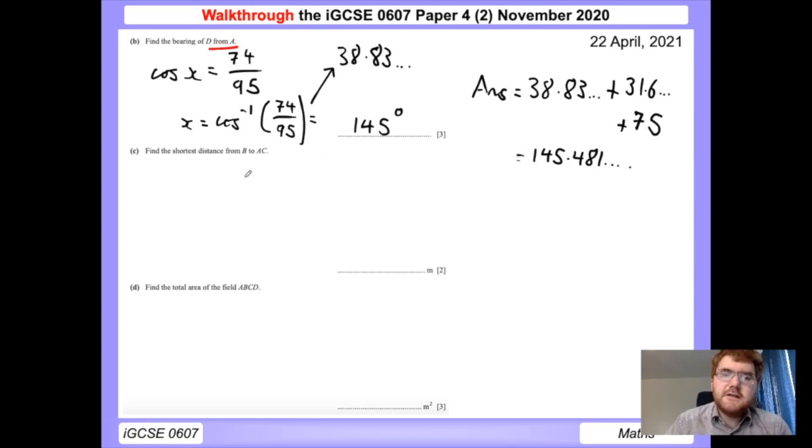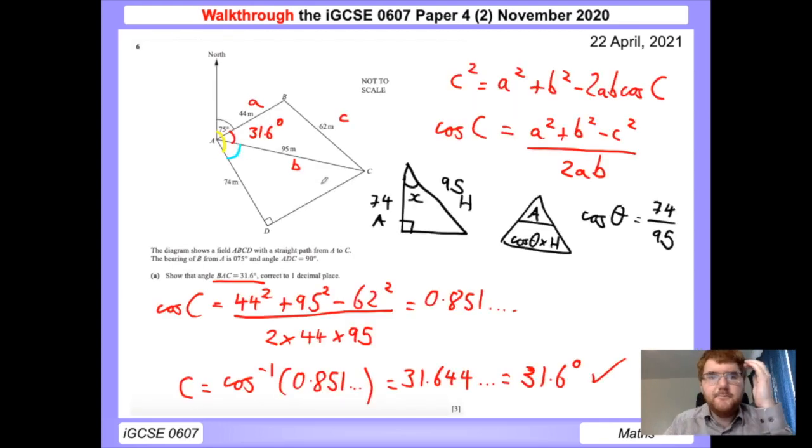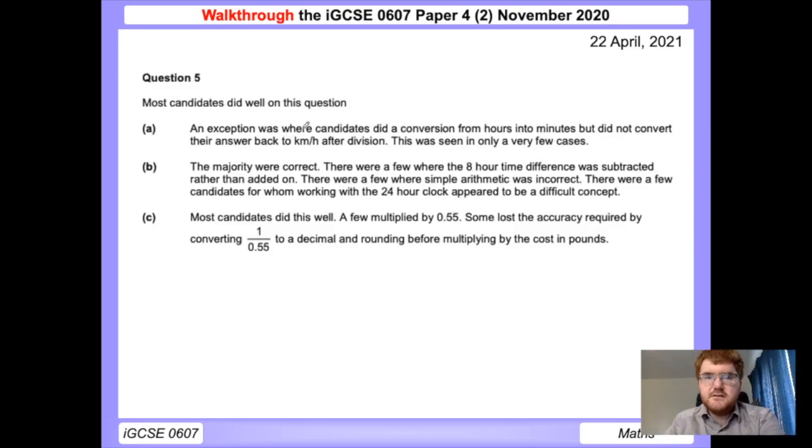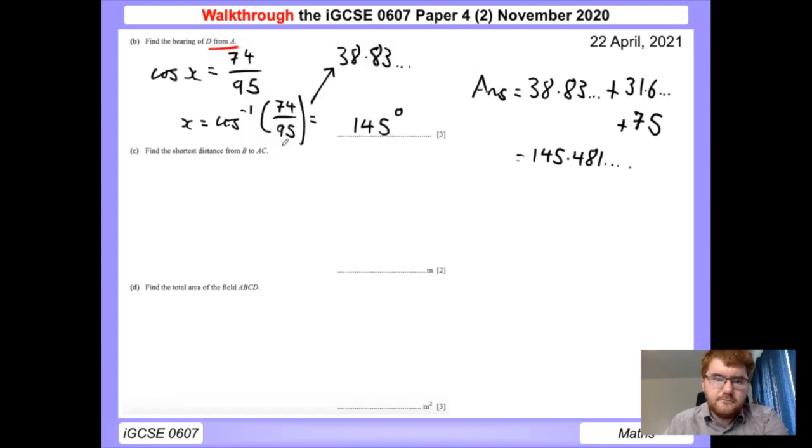Okay, and now we're going to look at the shortest distance from B to AC. So let's go back. One thing to be aware of, as soon as you see shortest distance, you need to be thinking a perpendicular line, i.e. a line that makes an angle of 90 degrees. It's also the same at IB on the applications course.